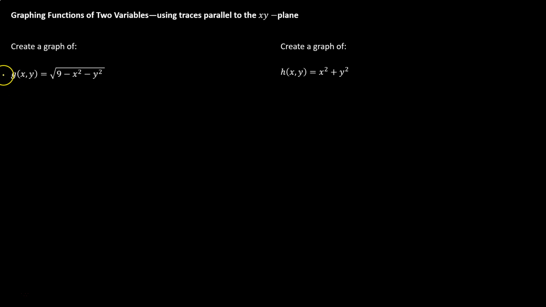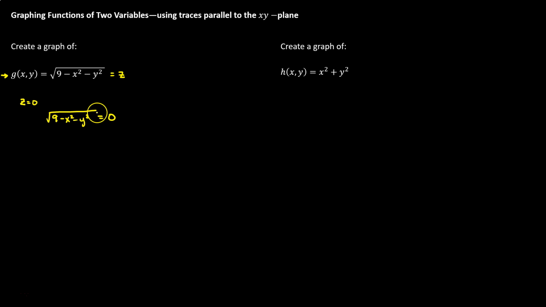For example, if we're looking at the function g of x, y, defined by the square root of 9 minus x squared minus y squared, we might pick to create a trace in the z equals 0 plane. Now remember, z is our dependent variable, so we could even write that that expression is equal to z, which would make it easier for us to see that we're going to take the function definition and set it equal to 0, the plane that we're using to create the trace.